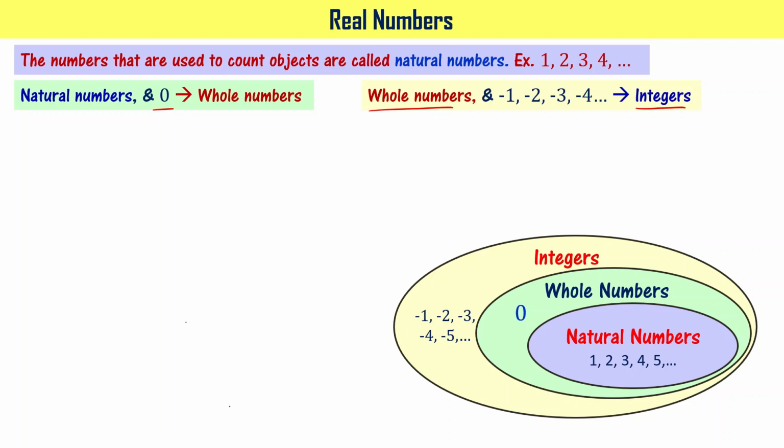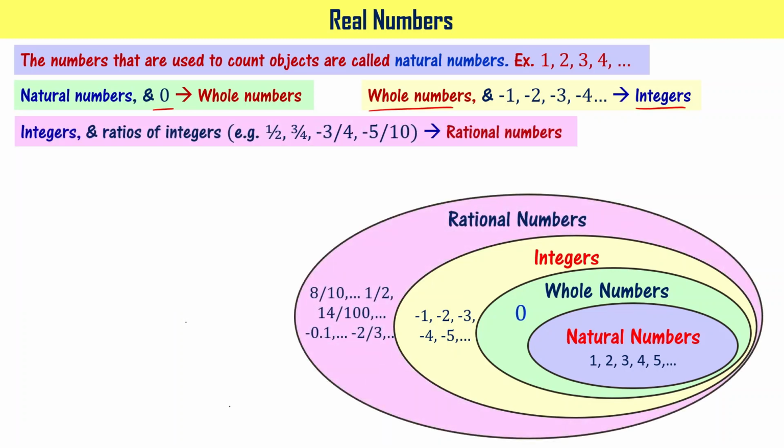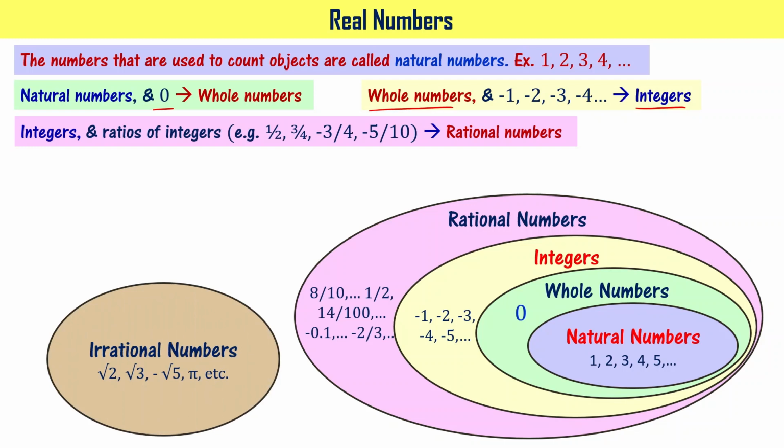Now we have seen that integers and ratio of integers are called rational numbers, right? Ratio of integers, when you put together with all the integers, you call them as rational numbers, right? You have another set of numbers which are called irrational numbers, which does not belong to any of the numbers we have learned till now. Those are something like root 2, root 3, minus root 5, pi, etc. Right? These are called irrational numbers.